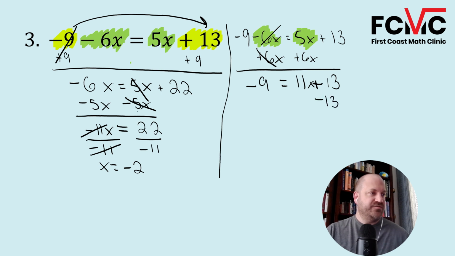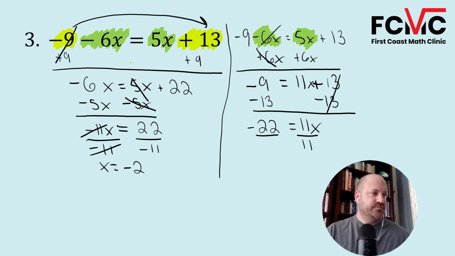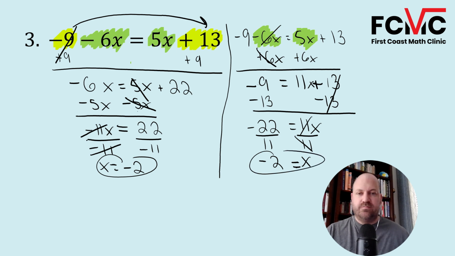So let's subtract 13. Subtract 13. 13 minus 13 is 0, cancels out. Negative 9 minus 13 gives us negative 22, and we get 11x on the right side. Now we can divide by 11, divide by 11, and we get x equals negative 2 as our answer. So we get the same answer both ways, no matter what our first step is.